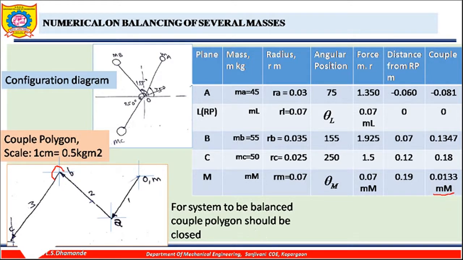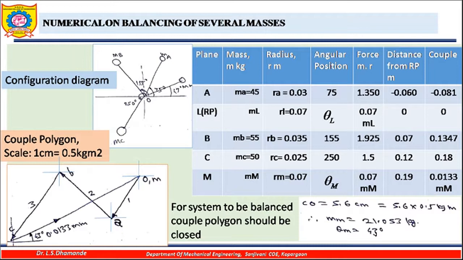So if I close this polygon, I will get the starting point O. This length I have to measure and multiply it by the scale. I will get the magnitude of this particular couple, that is 0.0133 into mm. If I measure this C to O distance as 5.6 centimeters, then 5.6 centimeters multiplied by 0.5, that is my scale, I will get mm equal to 21.053 kg, that is the mass at M.